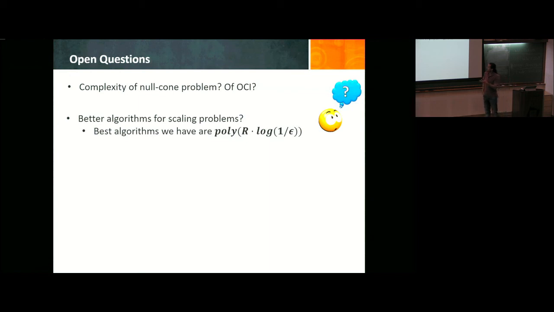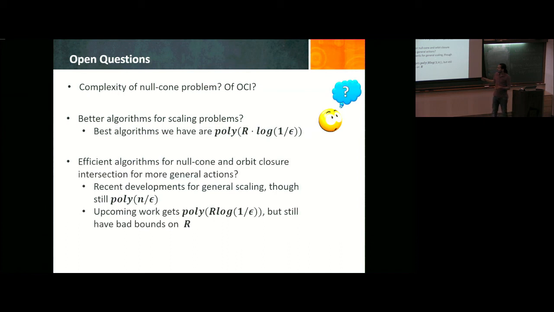And another open question is, can we get better algorithms for more general scaling problems? Right now, the best algorithms we have are polynomial in R times log 1 over epsilon, and we got lucky that this R is polynomial for the cases that we're interested in, right? But can we get better algorithms? And again, solving these null cone problems and orbit closure intersection for more general actions, right? So that's all.